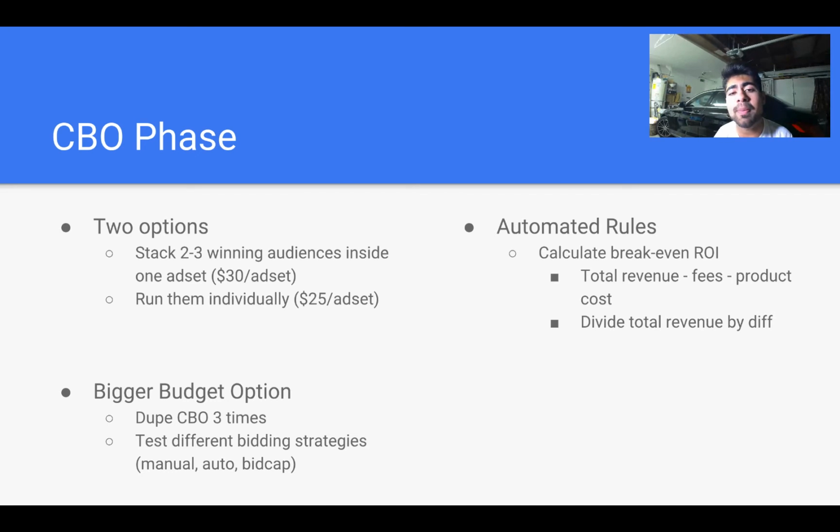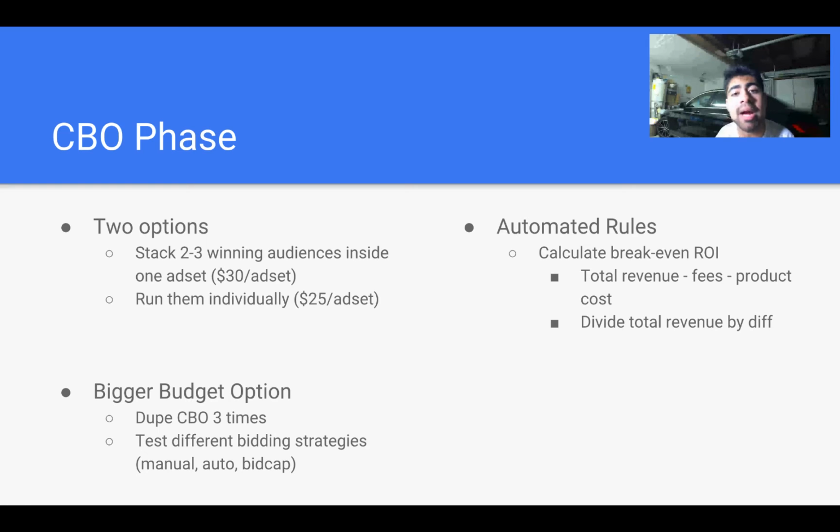But one thing that is really important when it comes to CBOs is monitoring them, because they're running at such a high budget, $25 per ad set to $50 per ad set, meaning about $200 to $500 per day running for the CBO. You want to create automated rules, and one rule you want to definitely have is to shut off the ad if it is below your break-even ROAS.